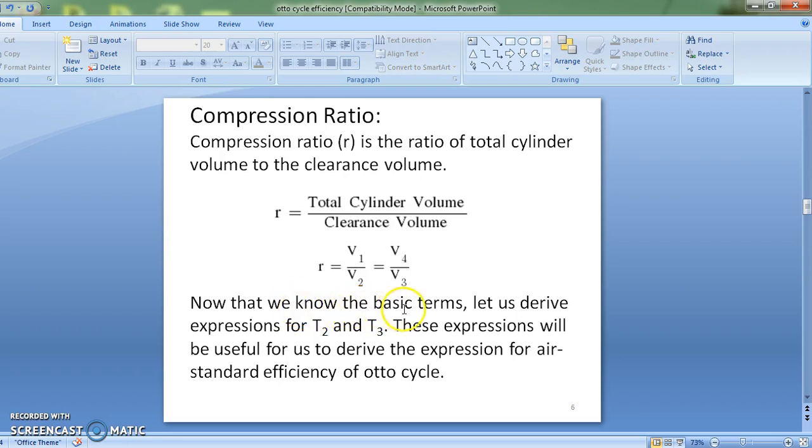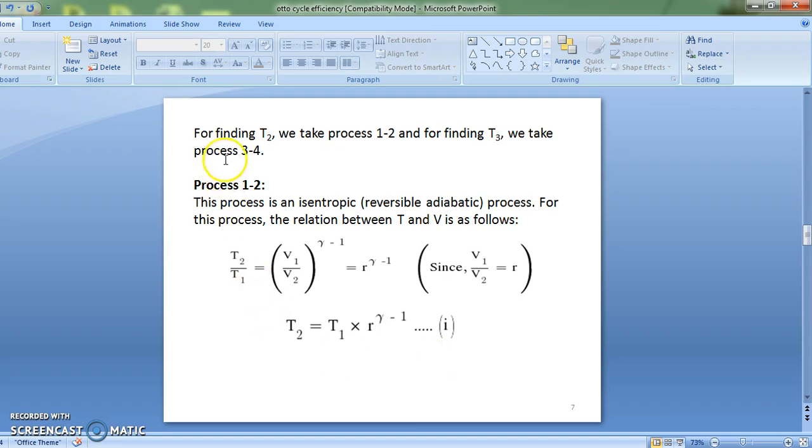Now that we know the basic terms, let us derive expressions for T2 and T3. These expressions will be useful for us to derive the expression for air standard efficiency of the Otto cycle. For finding T2, we take process 1-2, and for finding T3, we take process 3-4. In process 1-2, this process is an isentropic or reversible adiabatic process. For this process, the relation between temperature and volume is as follows.